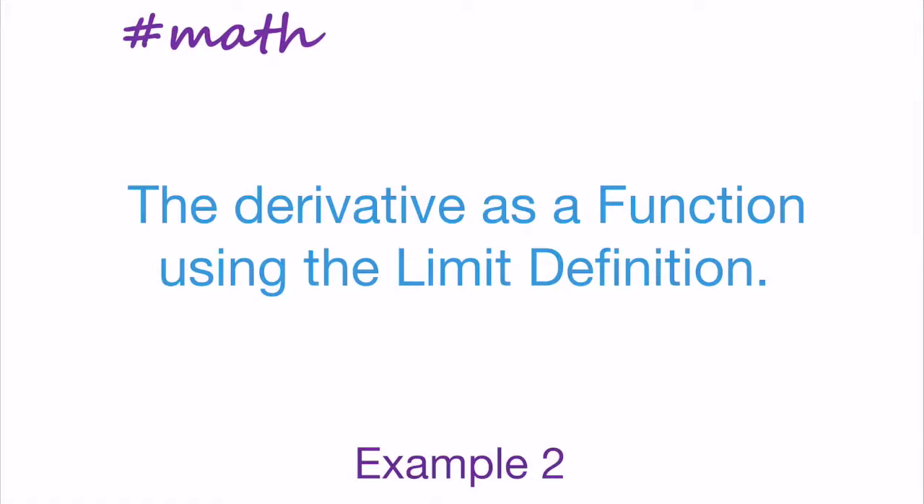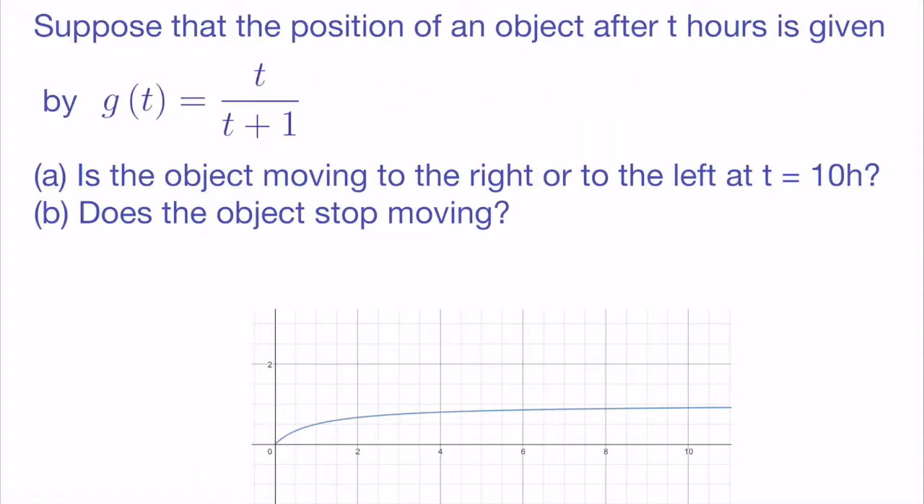So we arrived to our second example on derivatives as a function. This is going to be an application. In this example, they are giving us a position function, the position of an object after t hours. They want us to find if the object is moving right or left at time t equals 10 hours, and if the object stops moving at some point.